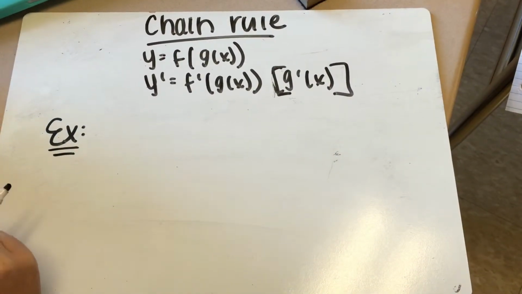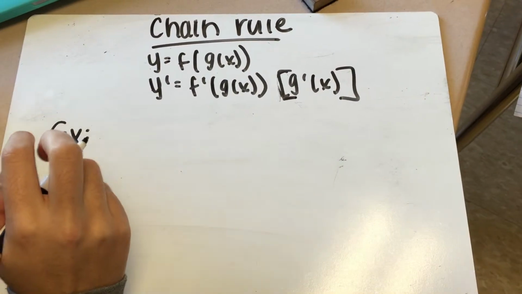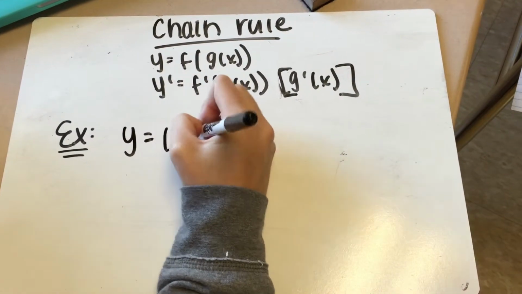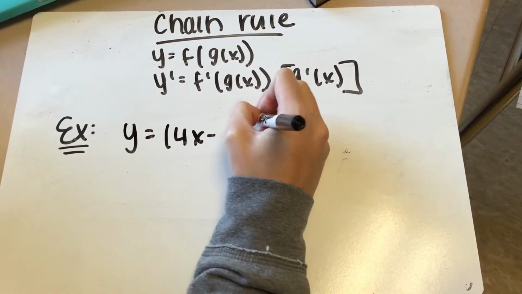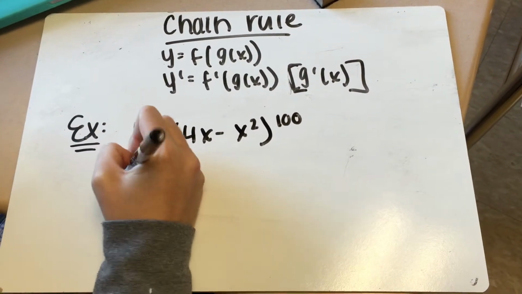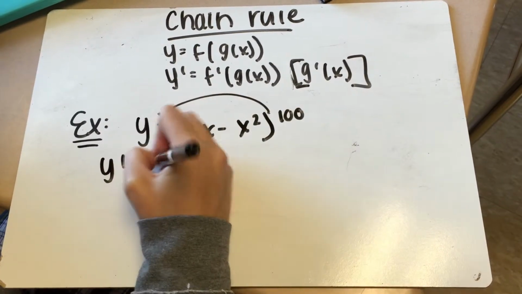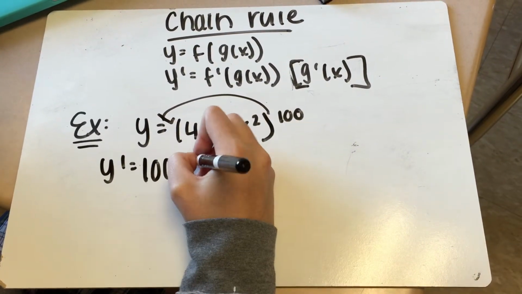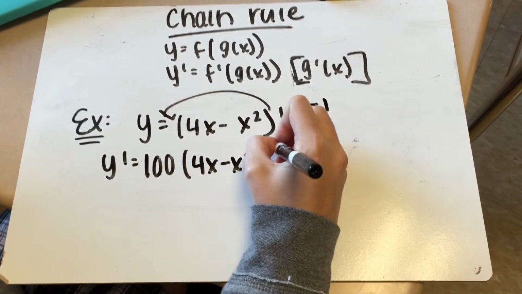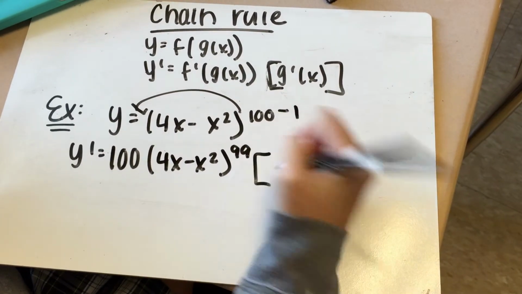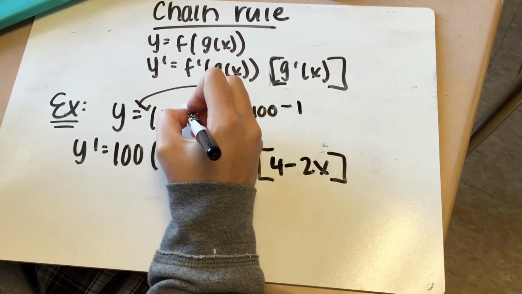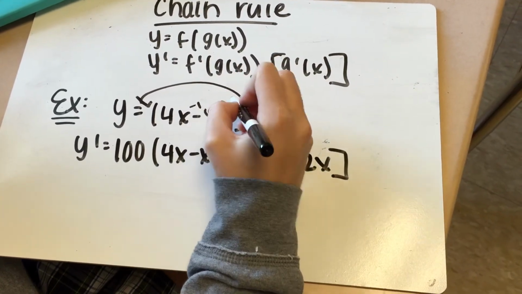We're going to do another example of the chain rule just to make sure that you've got the hang of it. The quantity 4x minus x squared to the 100th power. We're going to, once again, take the 100, put it out in front, leave the quantity alone for right now, which is just 4x minus x squared. Once you put that, just derive the quantity, which is just 4 minus 2x. And there you have your derivative.